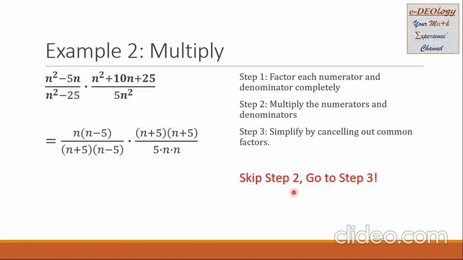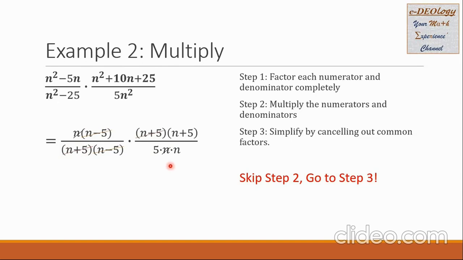Actually, we can skip step 2. We can go directly to step 3 by cancelling out common factors. This n here, we can cancel with 1 n here. And the n minus 5, there is also n minus 5 in the denominator, while the n plus 5 here can be cancelled with the n plus 5 in the denominator here. So you see, the respective factors are now cancelled.